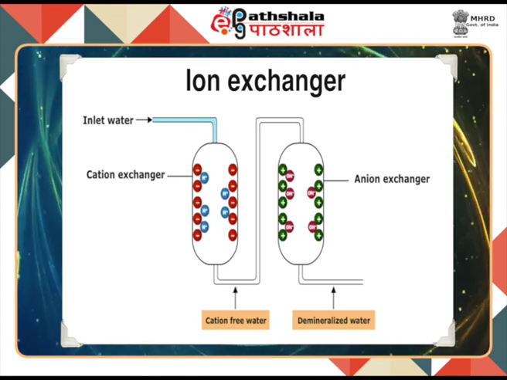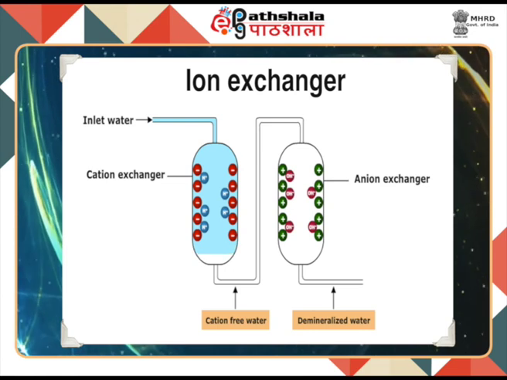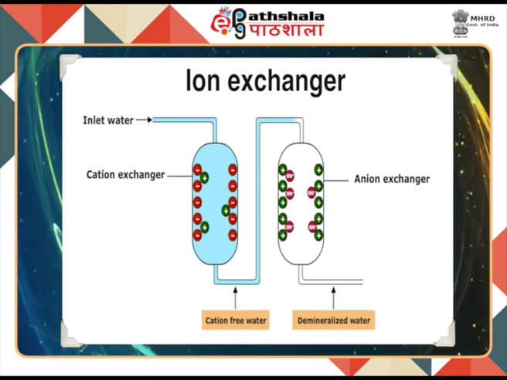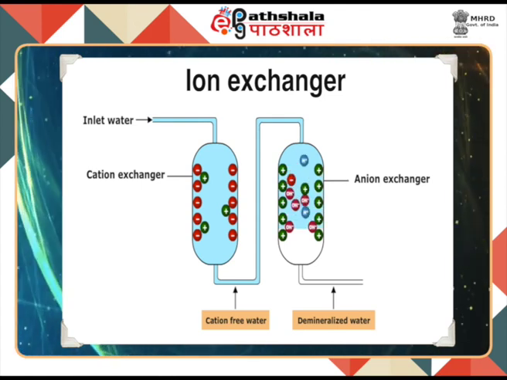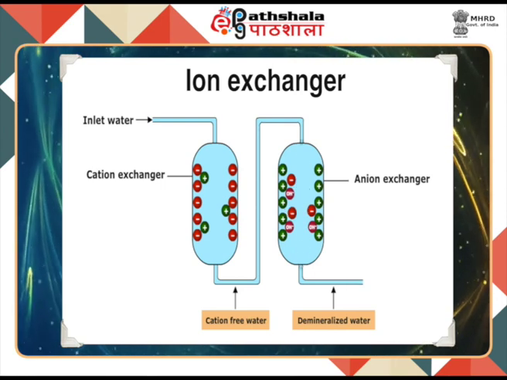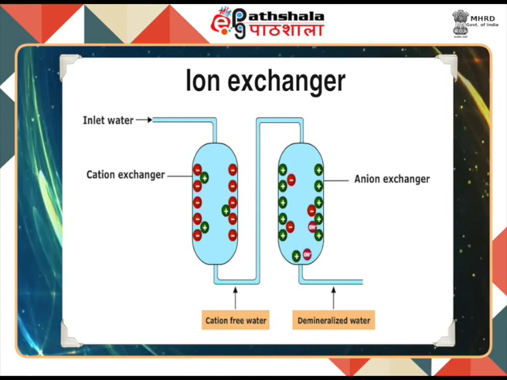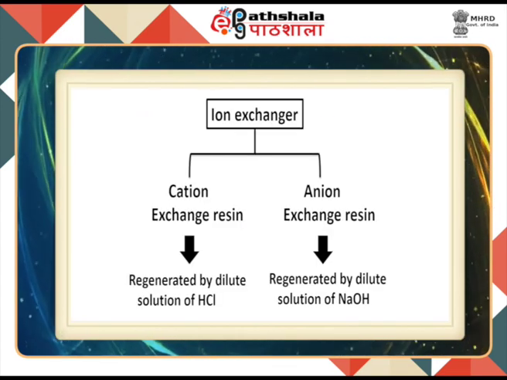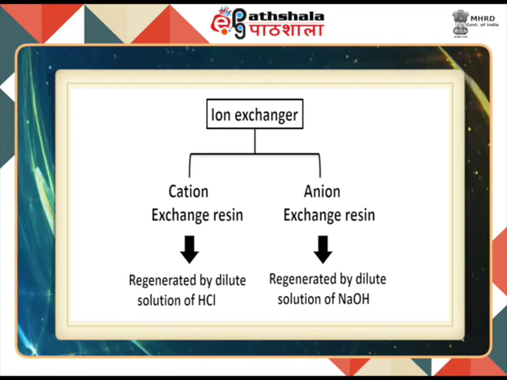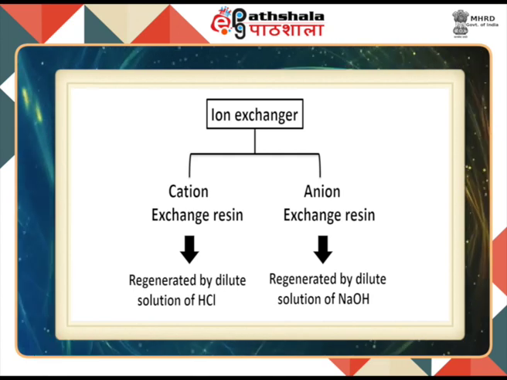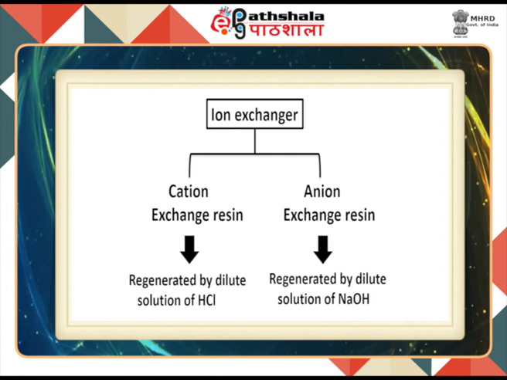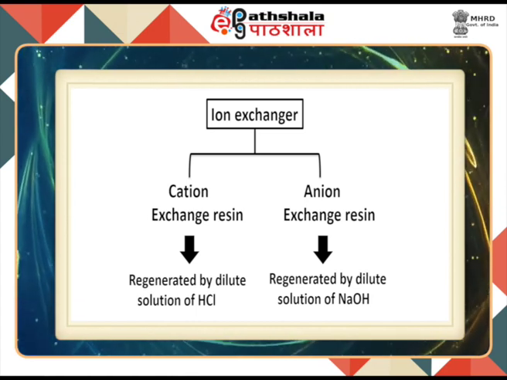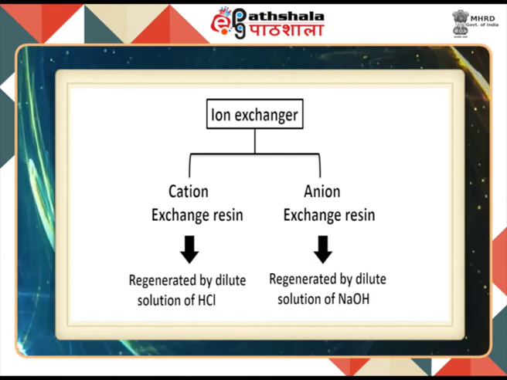As you can see, water is first passed over the cation exchanger, which is capable of exchanging its H+ ions with cations of the impure water, and basic resins containing basic groups are capable of exchanging their anions with the anions of impure water. The overall effect is the removal of cationic and anionic impurities present in water. Cation exchange resins are regenerated by passing a dilute solution of HCl through them. Similarly, anion exchange resins are regenerated by passing a dilute solution of NaOH through them. Highly acidic or alkaline water can be treated by this process, and it can remove hardness of water.